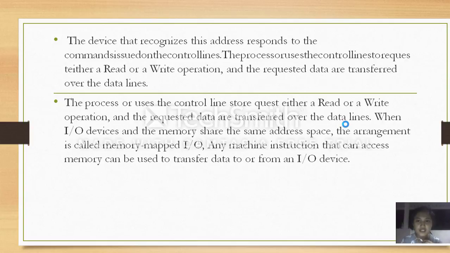The processor uses the control lines to request either a read or a write operation, and the requested data are transferred over the data lines. When I/O devices and the memory share the same address space, the arrangement is called memory-mapped I/O. Any machine instruction that can access memory can be used to transfer data to or from an input-output device.